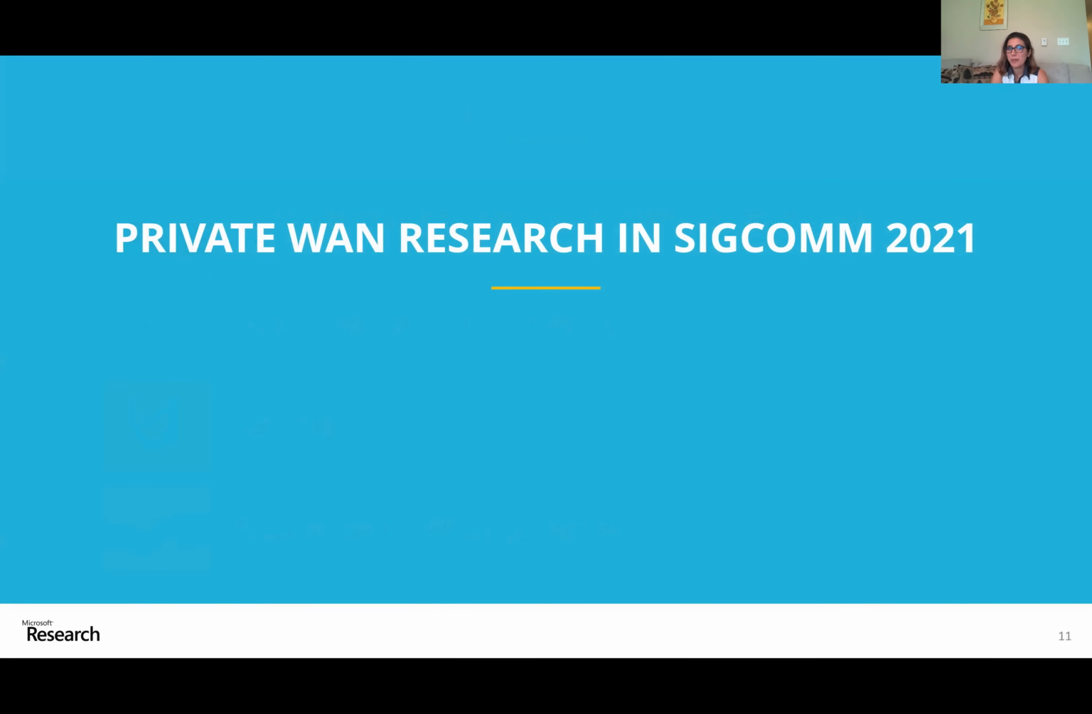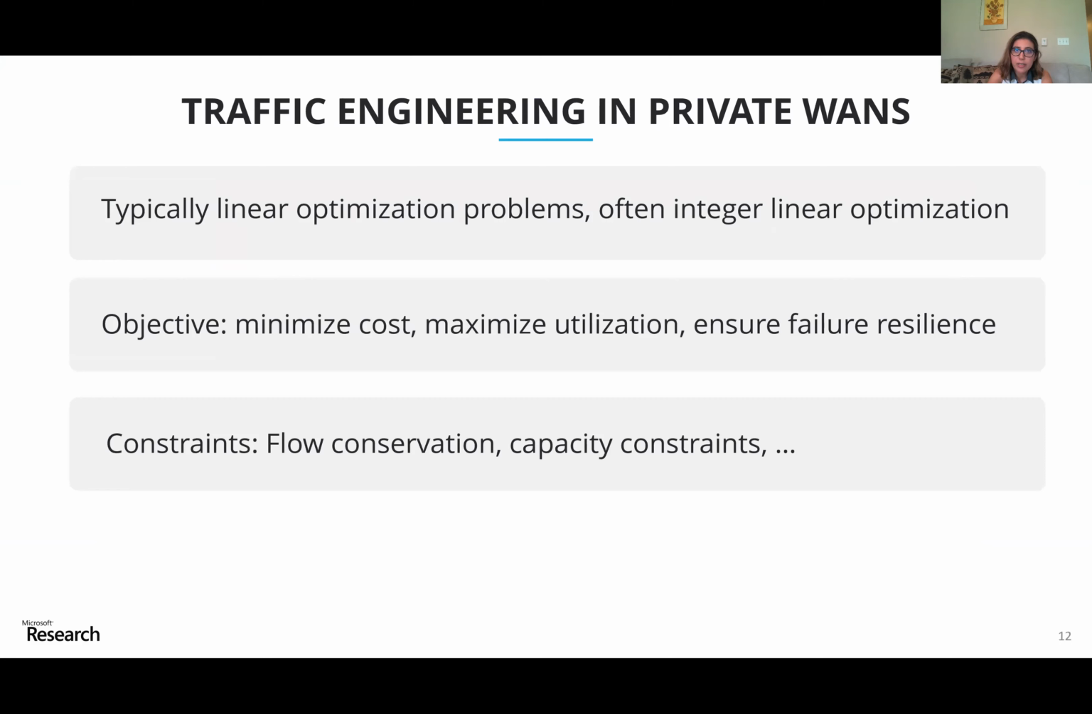So what can you expect from the private WAN session in SIGCOMM 2021? Mostly this session is going to be focused on traffic engineering and provisioning for traffic that's going to be going through these wide area networks. So before we dive into the papers themselves, let's talk a little bit about what traffic engineering is so you can figure out what you can expect.